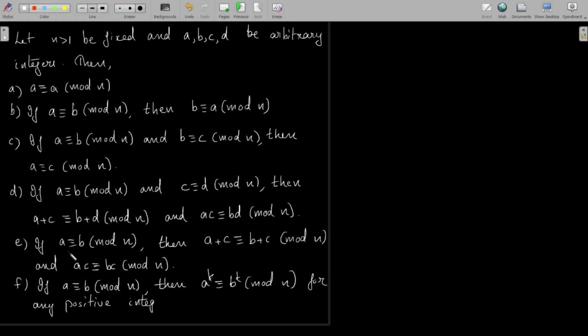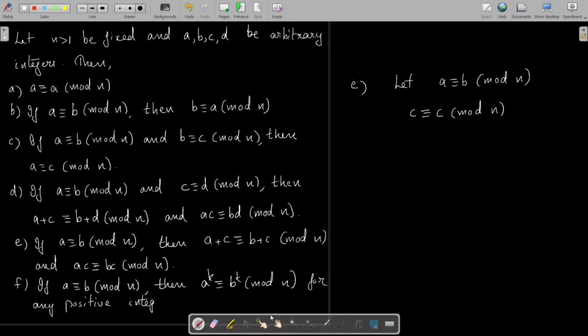Next result is, if a is congruent to b mod n, then a plus c is congruent to b plus c mod n and a into c is congruent to b into c mod n. Actually, this result is a special case of the result D, which we have proved here. Because here we have given a congruent to b mod n. And the first result A says that a is congruent to a mod n for any integer a. So we can write c is congruent to c mod n.